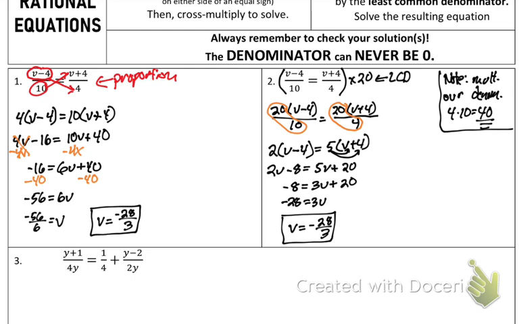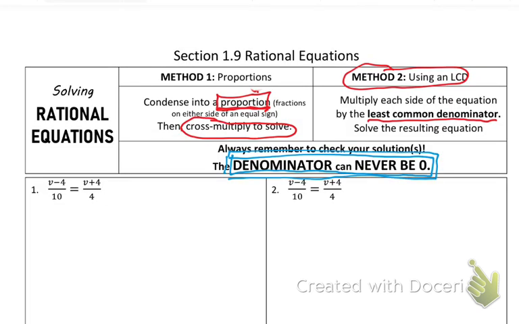We can use that cross multiplication, or we can use an LCD. However, the most prevalent one is probably method 2, because it will always work. Proportions only work if you have an equal sign with 2 fractions next to it, and that's it. Anything else, and it doesn't work. So if you notice your problems 1, 2, looks like 3, 4, those can all be done by proportions, but if you want to, you can actually use the LCD. I know on a problem like 4, it's probably easier if you just use cross multiplication, but you could definitely use a lowest common denominator as well.